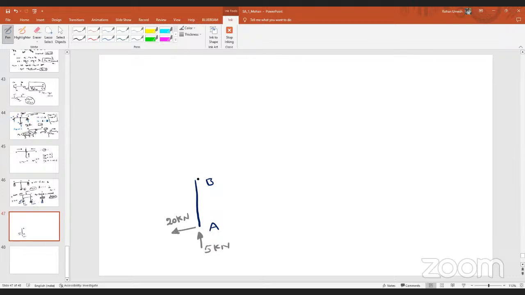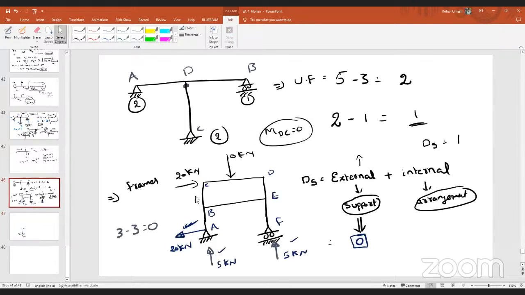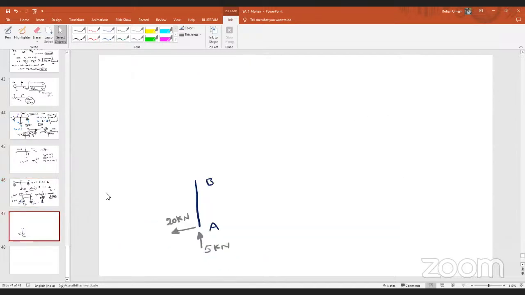How many internal forces will exist at point A? 2, right? Why 2? It is a frame. An axial force will exist, a shear force will exist, and also a resisting moment will develop. So 3 will develop. Now tell me, by looking at the type of forces, one force I can directly represent.